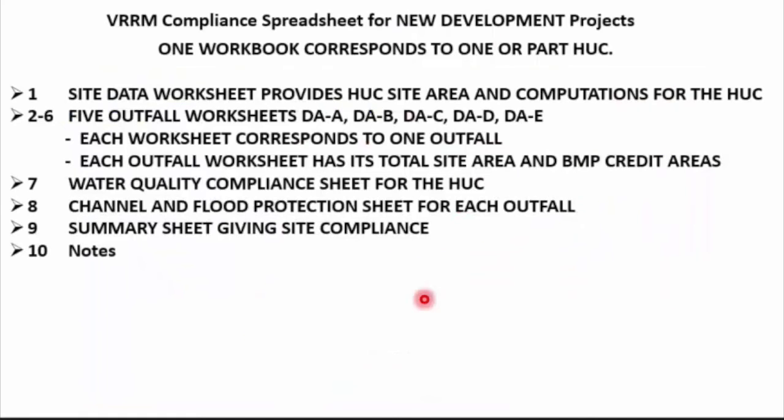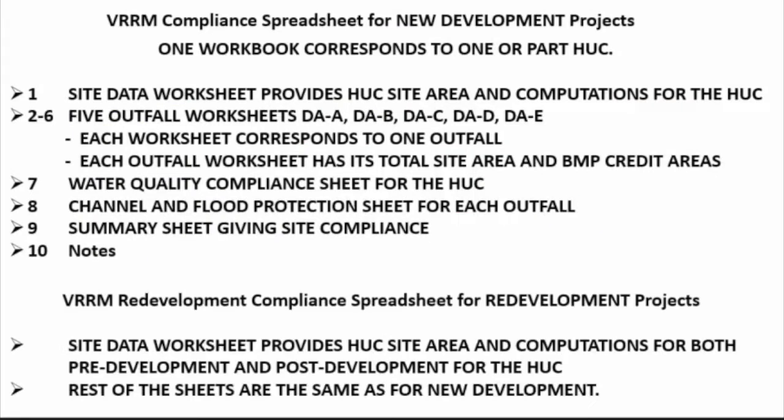In order to do the water quality compliance, DEQ has developed spreadsheets. VRRM compliance spreadsheets have been developed for both new development as well as for redevelopment projects. Each workbook corresponds to a part of HUC. There are 10 worksheets for each. The first is the site data for the HUC itself, and then we have up to 5 outfalls, sheets 2 to 6. Sheet number 7 is the water quality compliance sheet.